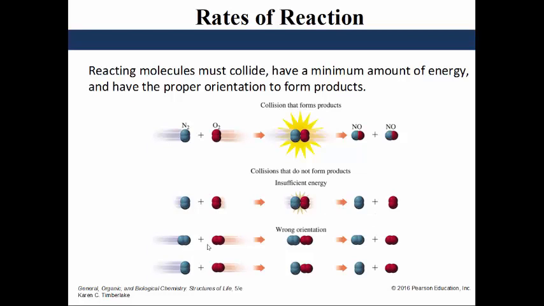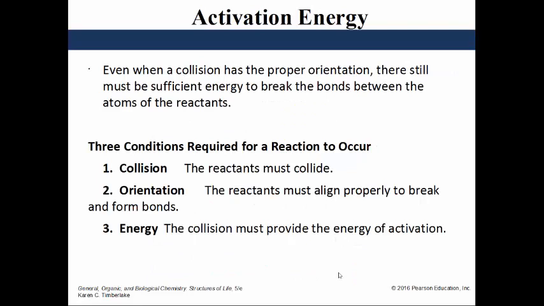If they bump into each other but they're not facing the right way, nothing happens. They bounce off one another. Same thing here. If they hit each other but aren't facing the right way or aren't oriented in the correct way, then nothing will happen. Now, even if a collision does happen in the correct orientation, there still has to be enough energy there to help break the bonds and to help the reaction complete and to form a product.